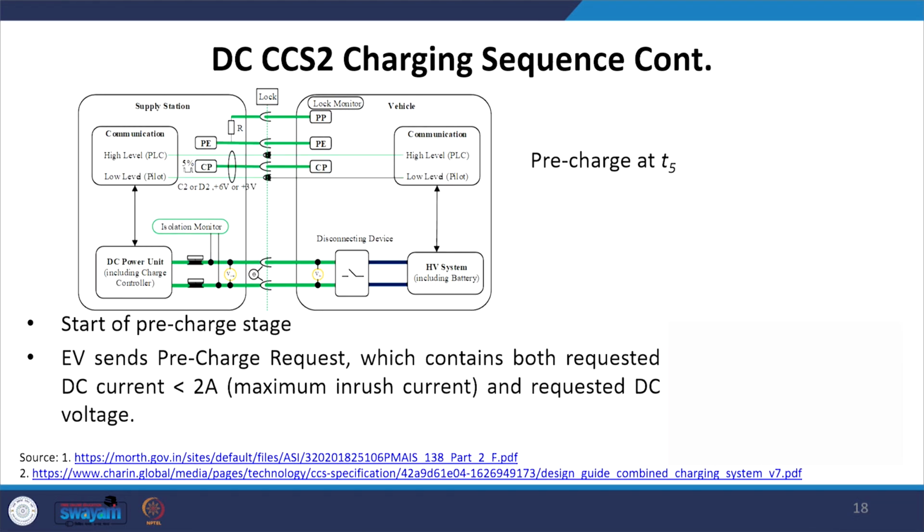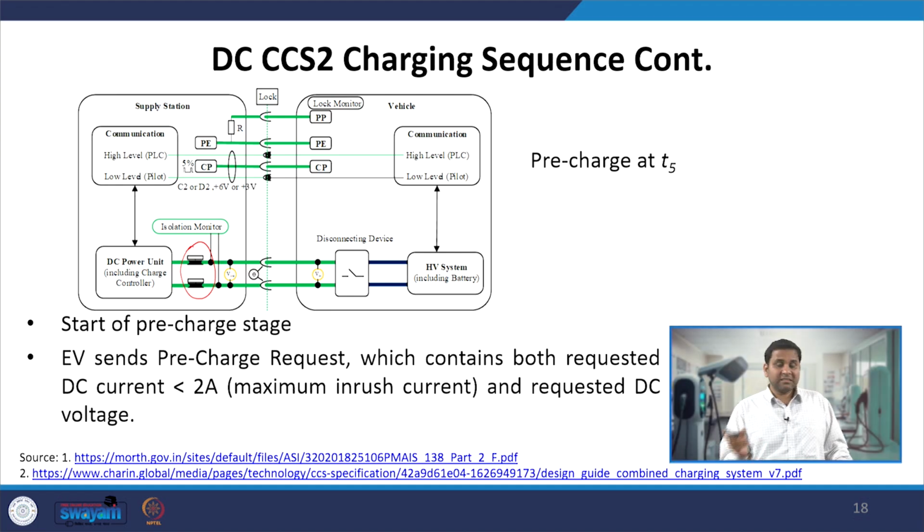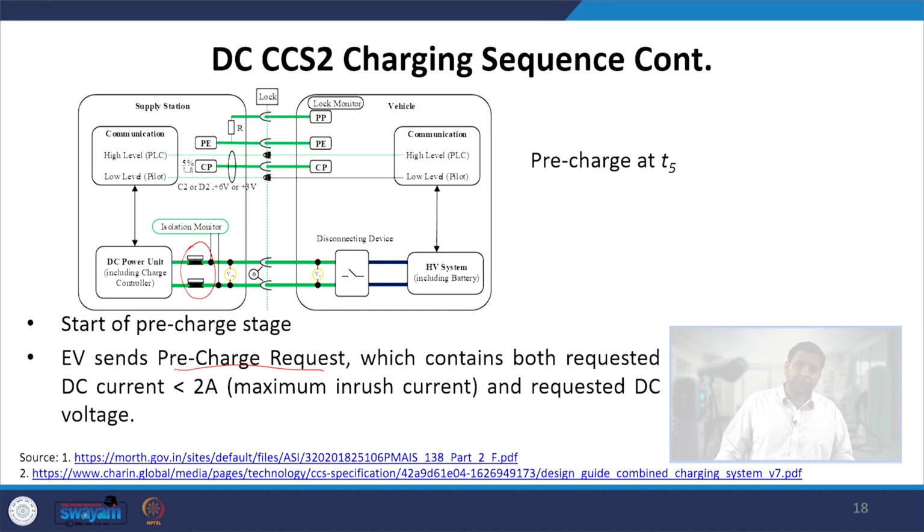And then after the isolation has been properly checked, the vehicle modem and the EVSE modem are logically connected. The pre-charging state will then start because both are logically connected and isolation requirements are met. During the pre-charging, the contactors in the DC plus and DC minus line of the EVSE get closed, and then since the EV is the master, the EV will send the pre-charge request to the EVSE, or you can say the supply station.